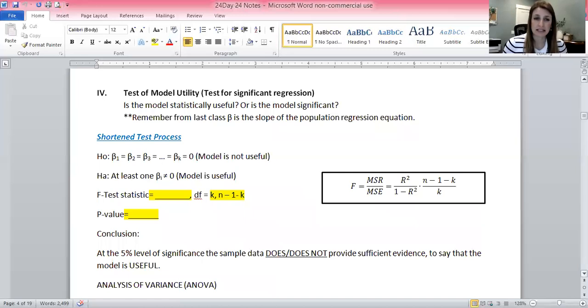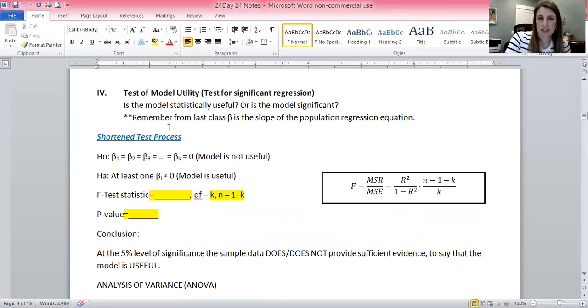And here it's the same idea. It's just now, again, we're not calling it the slope, it's the coefficients. So we're saying that all the coefficients equal each other and they all equal 0. You can see that here from my null. And at least one is not 0, and that means my model would be useful. So if at least one of the coefficients is different from 0, then my model is useful.